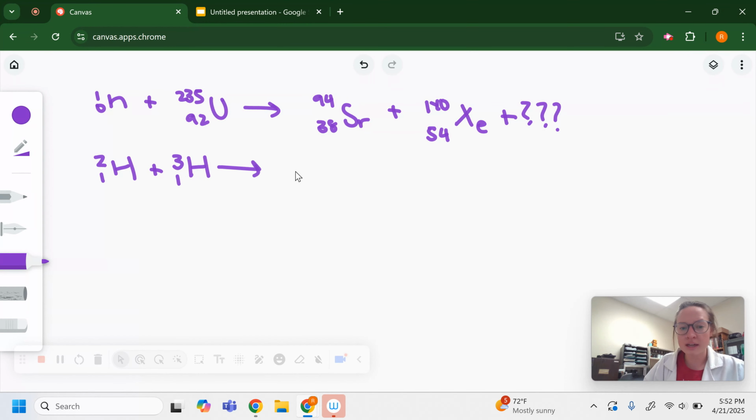And these two can combine to make a helium and something else. Can you find out what that something else is? And then can you also figure out how much energy would be released by this reaction? Those are your two practice problems that you could try today.